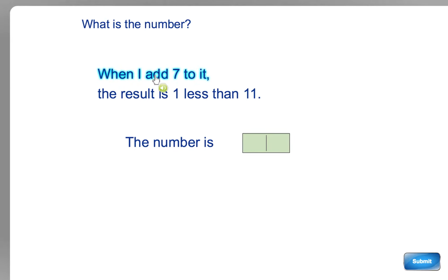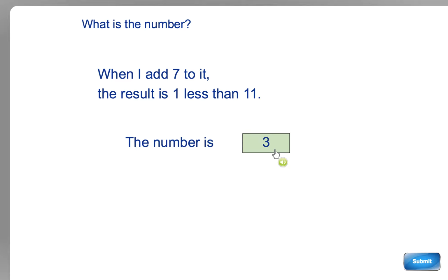Okay. Here's another one. When I add 7 to it, the result is 1 less than 11. So working backwards, 1 less than 11 is... sorry, is 10. 1 less than 11 is 10. And what do you add 7 to get to 10? Well, I have to add 7 to 3 to get to 10. Okay, I think that's what it is.